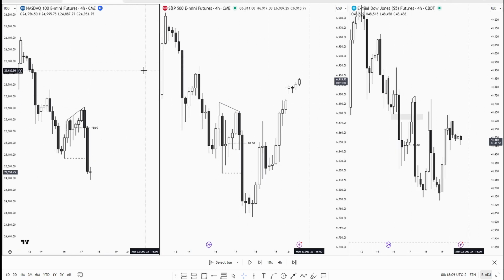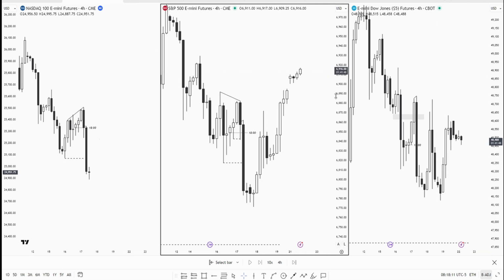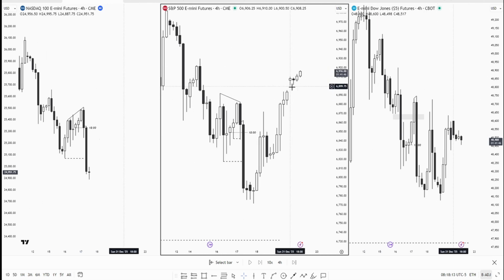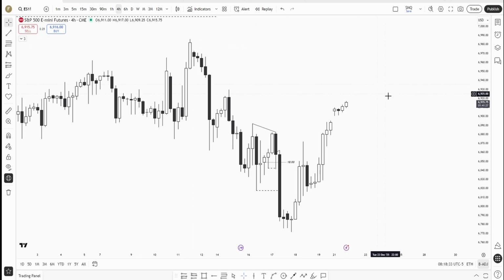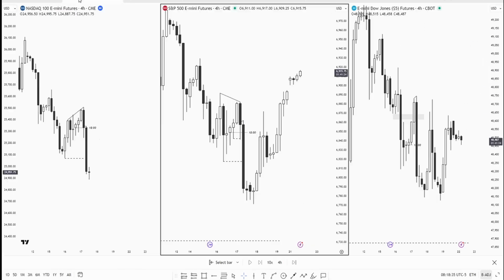So the first trade was on ES. The idea for both trades was the same, right? I was looking for lower prices. So we'll start with ES. Now the day we're focusing on is this day here. I've got it in replay mode on Nasdaq, but on the other assets, it's just this day here and here.